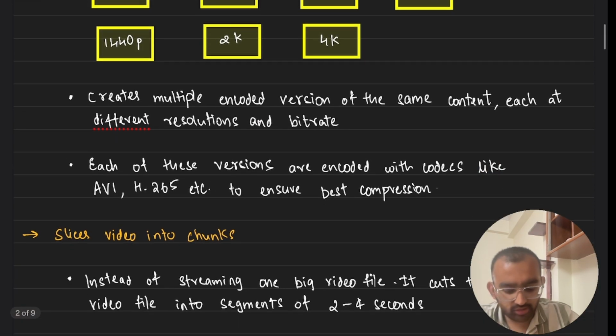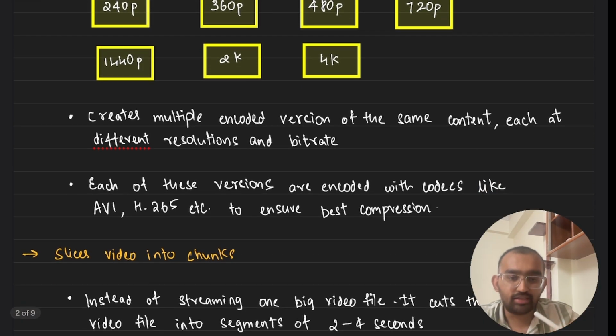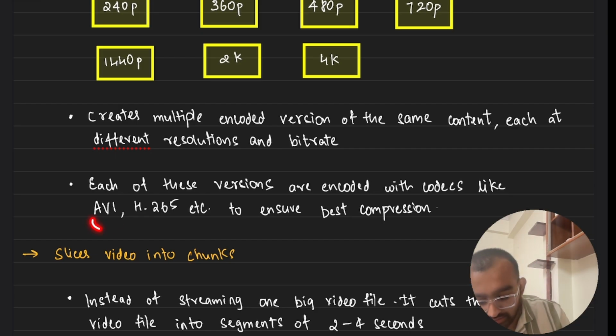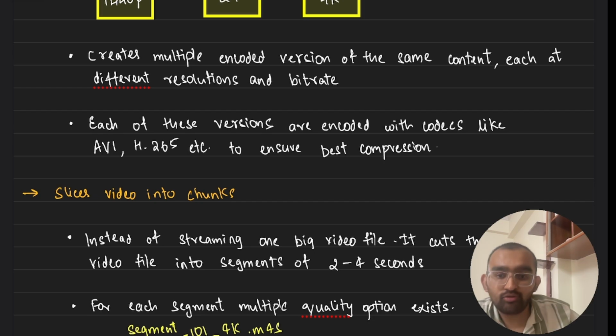Coming to the next point, each of these versions is encoded with codecs like AV1, H.265, etc. to ensure the best compression. Codecs are basically used for compressing the video. Netflix invests heavily in these codecs, and a codec is the technique used to shrink the video size so it can be stored and streamed efficiently. Different codecs compress the data differently and at different levels of efficiency. For the same quality, one codec might need less data than another, and the current codec technology that Netflix uses is AV1. As we move further in this video, I'll explain how Netflix automatically switches between these resolutions based on your internet speed.